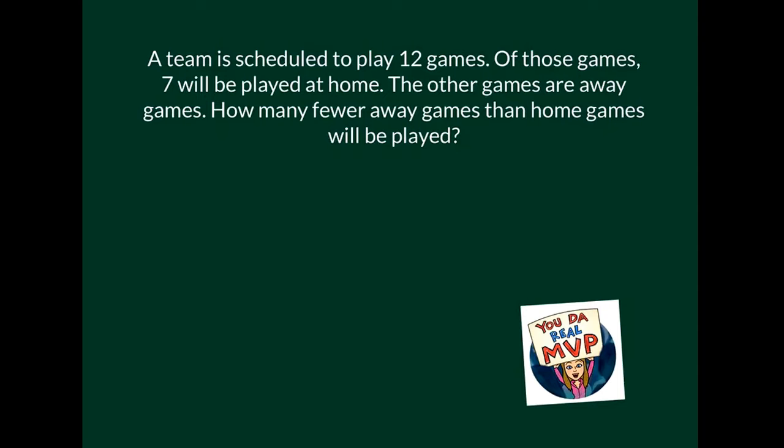First thing I know is that a team is playing 12 games. Of those, 7 are played at home. And then here's the mystery number. It just says the other games are away games. They don't tell me how many of them are away games. I have to figure that out as my first step. In order to figure that out, I could take 12, the total games that they are playing, subtract the 7 home games, and that will equal A for away games.